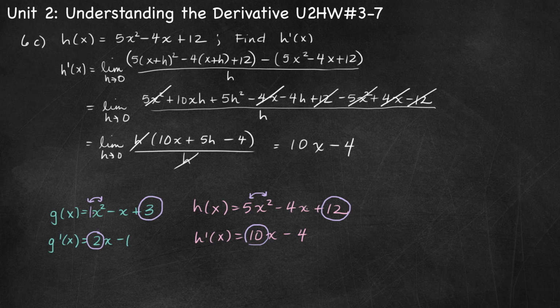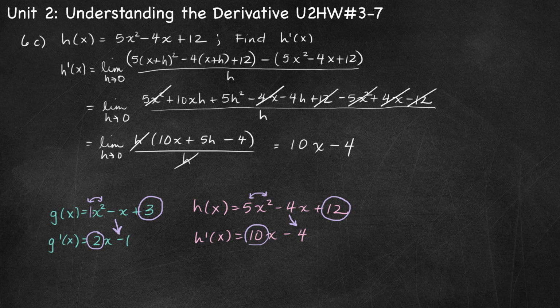And then it's asking also about the 4. Well, I have a minus 4 in h of x, and I also have a minus 4 in my derivative. Does that same pattern seem to apply for that previous problem? Well, I have a negative 1 in front of my x, and then I have a negative 1 in my derivative. So it seems like there might be a pattern here.